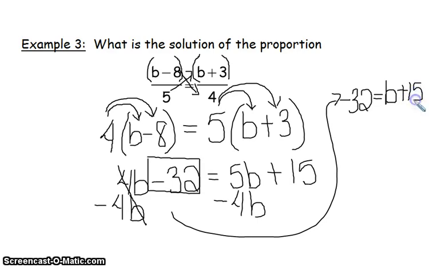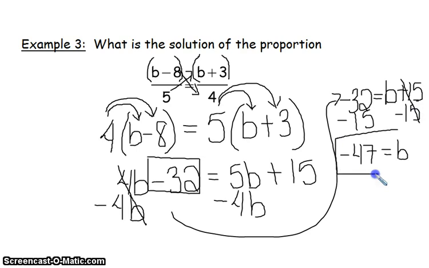Now I have a one-step equation. To move a positive 15 to the other side, I'm going to have to subtract 15. And if I subtract 15 from the right-hand side, I have to make sure that I subtract 15 from the left-hand side. Negative 32 minus 15 gives you negative 47. Is b, because remember this became 0. So negative 47 is the value of b that will make these two ratios equal, which is what you have to have for a proportion.